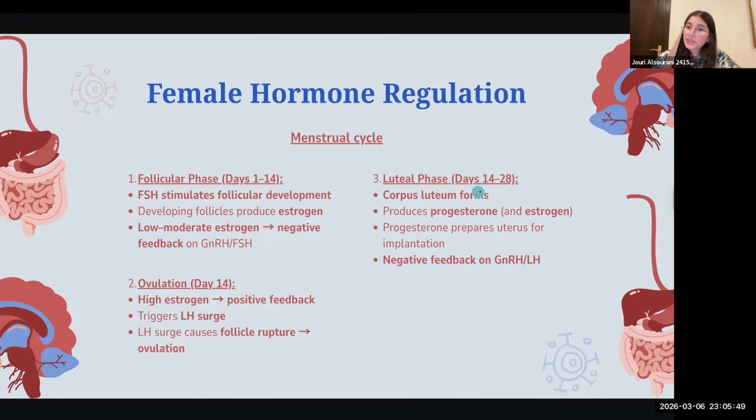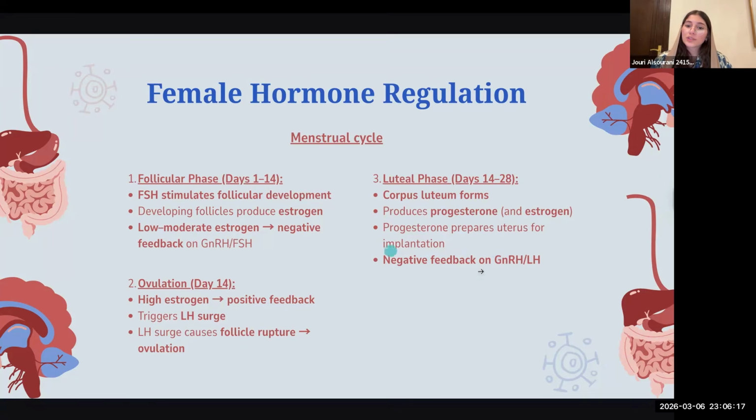This occurs from days 14 to 28. Here we have the formation of the corpus luteum. Remember, this also is a function of LH. And also we're going to have the production of progesterone, okay? And a little bit of estrogen, but mainly progesterone. What progesterone does is that it prepares the uterus for implantation. So it basically is preparing the uterus for pregnancy.